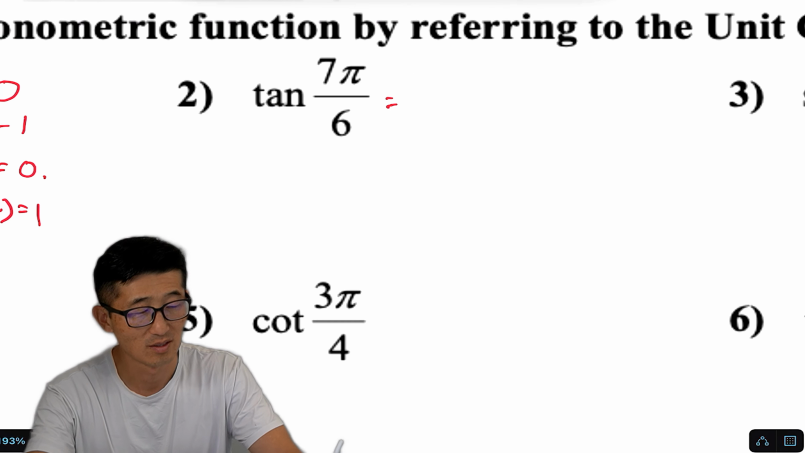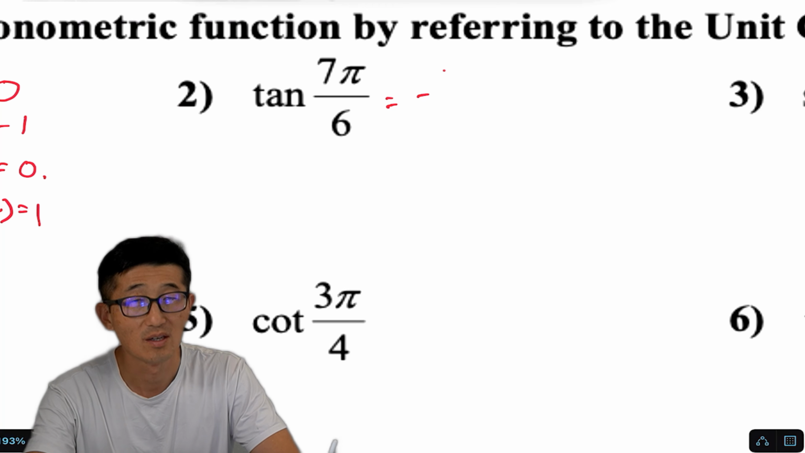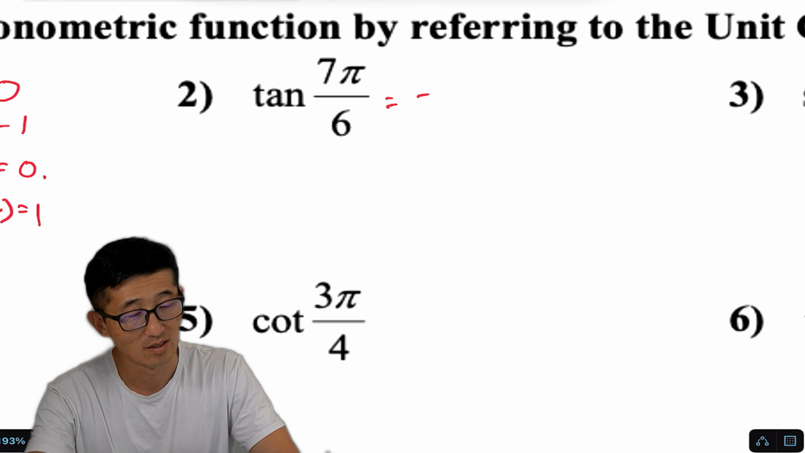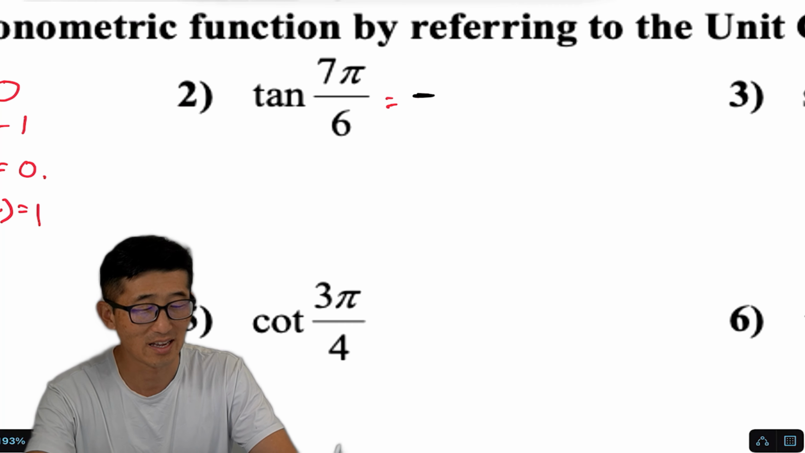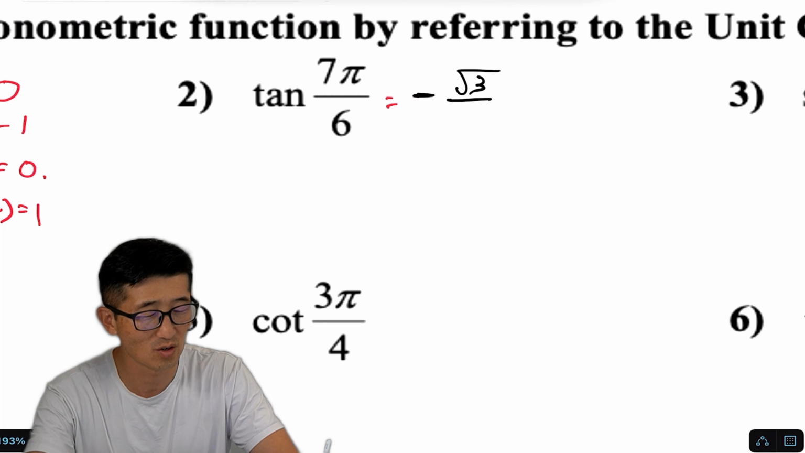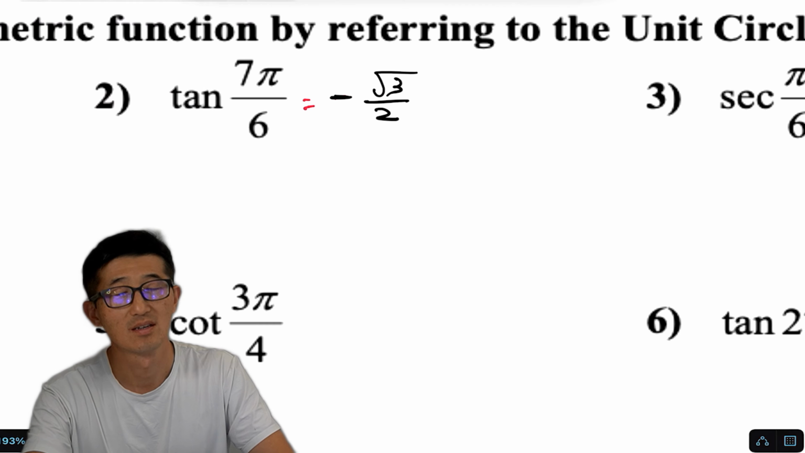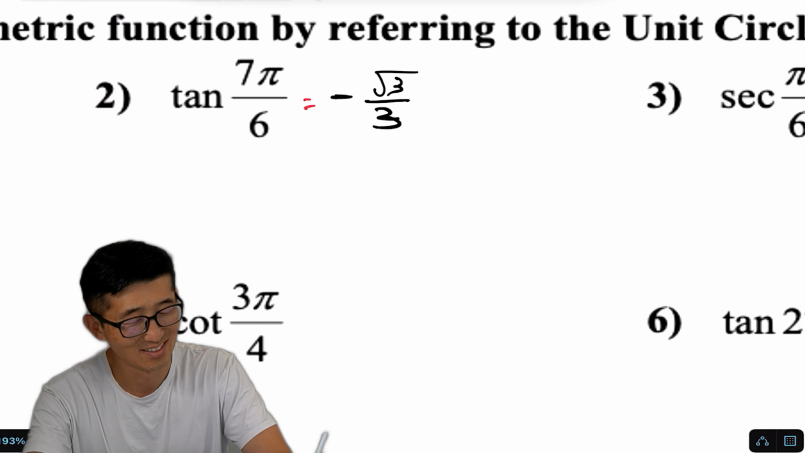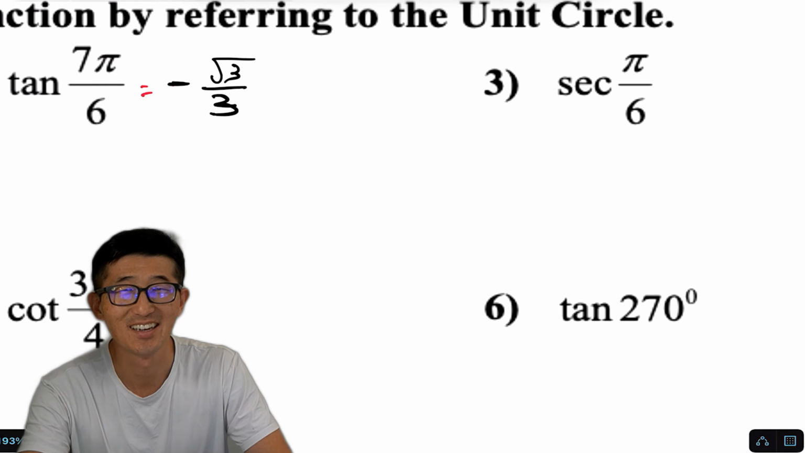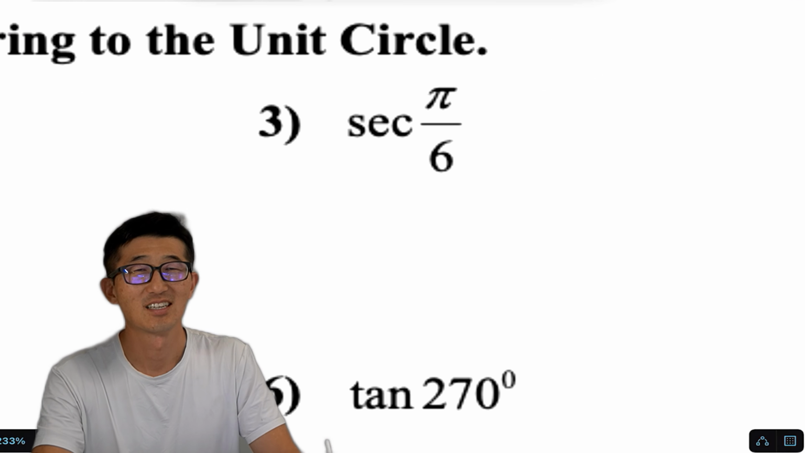Negative rad 3 over 3. Tangent is positive in quadrant 3, so it's rad 3 over 3? No, negative rad 3 over 3. Okay. Don't do trigonometry after Sunday.